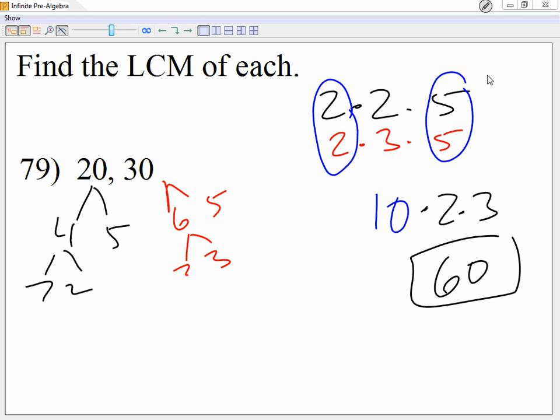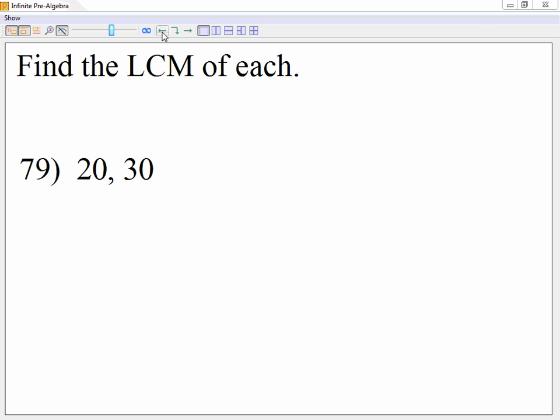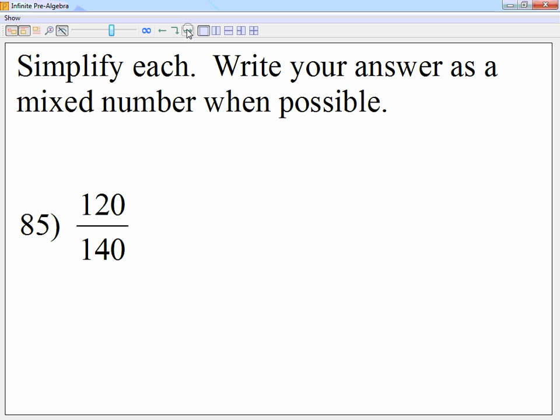Any questions up until 84? Now simplifying, 85. Let me take a look at 85. Simplify each. Write your answer as a mixed number when possible. Remember, we write mixed numbers when the big number's on top. That's what we call mixed numbers.